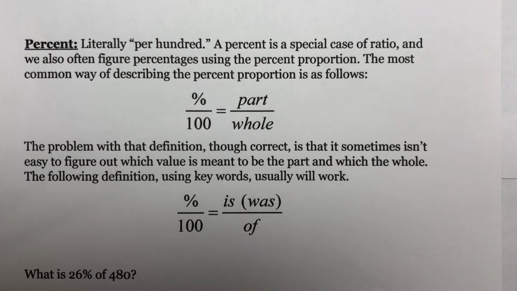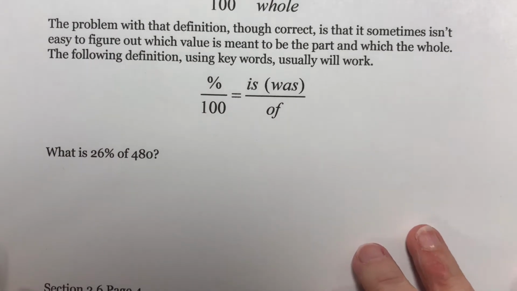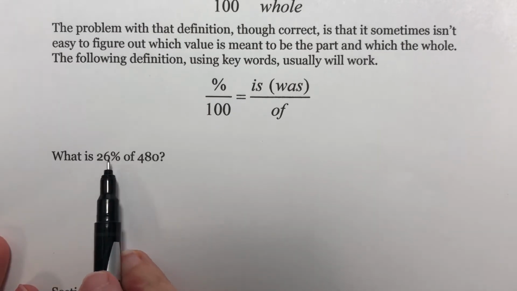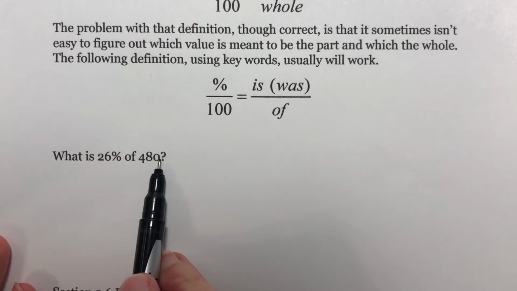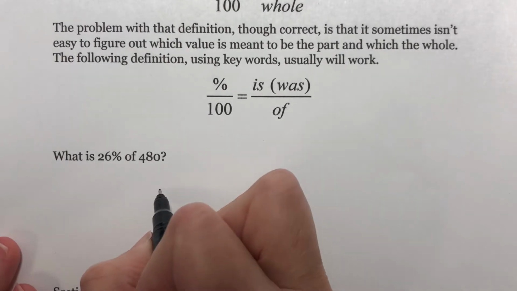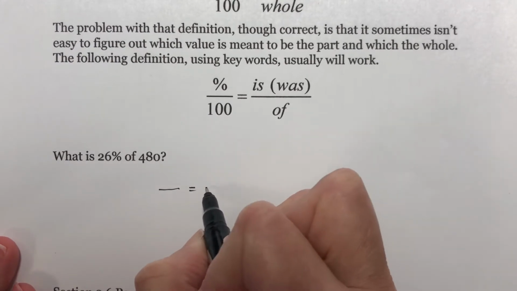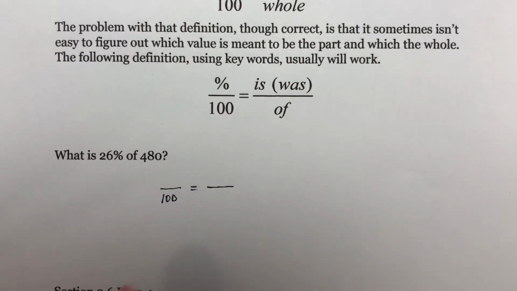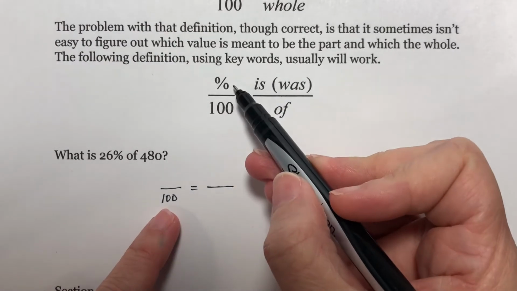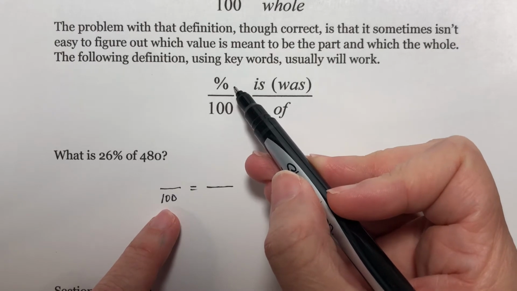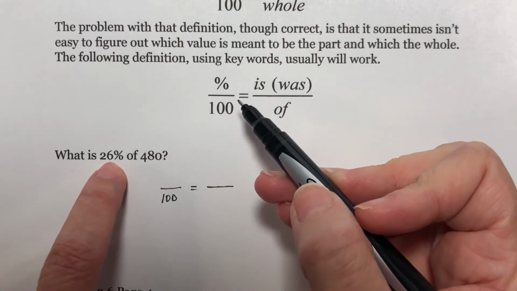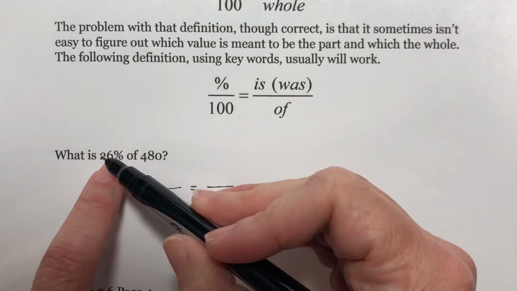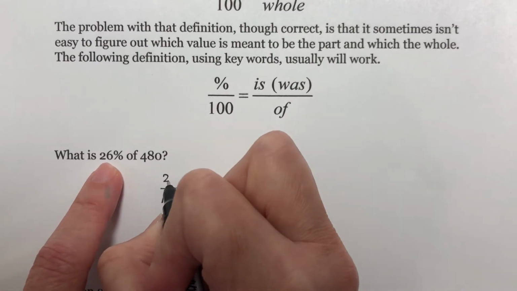Okay, so let's try this. What is 26% of 480? First thing I want to do is start to set up my proportion, and I always put a 100 on the bottom. The next thing I look for is the percentage, which is the easiest to find because it's the one that's going to have the percent sign on it. If you're asked to find the percentage, this is where you're going to put your variable. But we know 26%, so I'm going to put 26 right here.